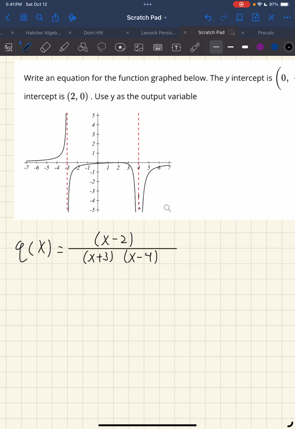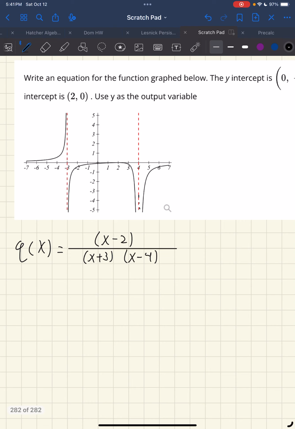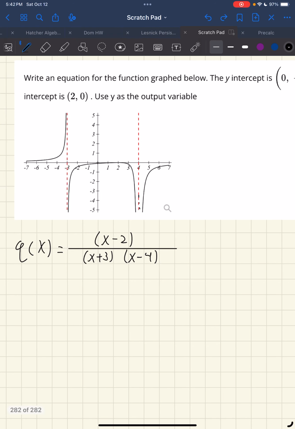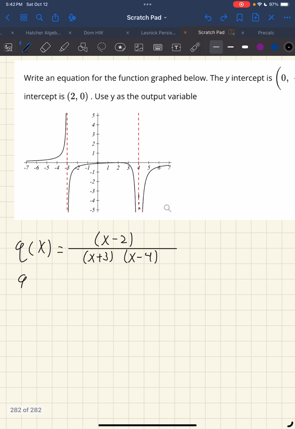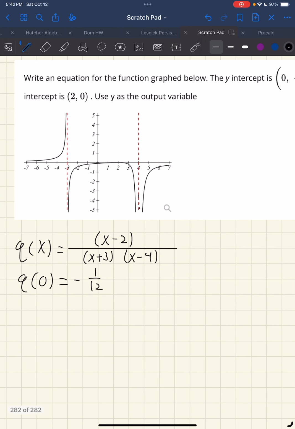The last thing we will need, before we really dive into it, I'm just thinking now, this y-intercept is very interesting. Because that y-intercept is basically saying q of 0 will be negative 112, rather. Cool, we will definitely need that.